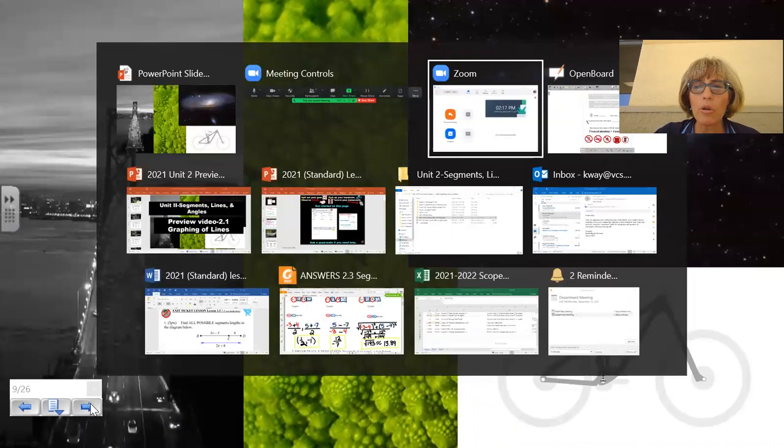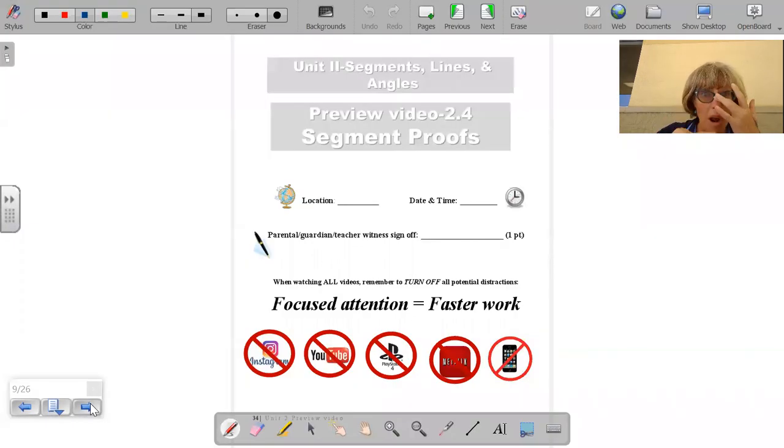You're taking a look right here at your preview notes. You're going to need your reference booklets as well today, so make sure you get your reference booklets handy. Don't forget the date, time, and location.